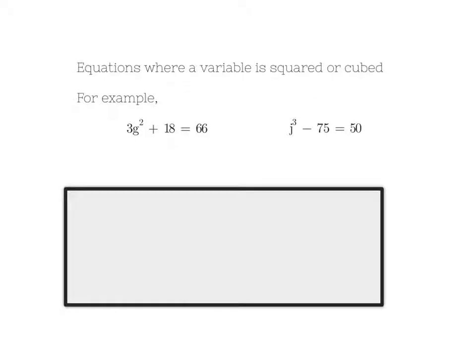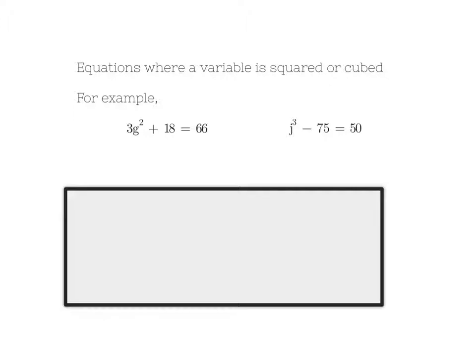We're adding more tools to our toolkit now in algebra. The next piece is going to be equations where we have a squared or a cubed variable. And here are two examples of squared and cubed variables. So that would be like this g here. It's not just a regular g, it's g squared, to the power 2, another way to say it. Same thing here as a j, and it's cubed, to the power 3 is another way to say that.